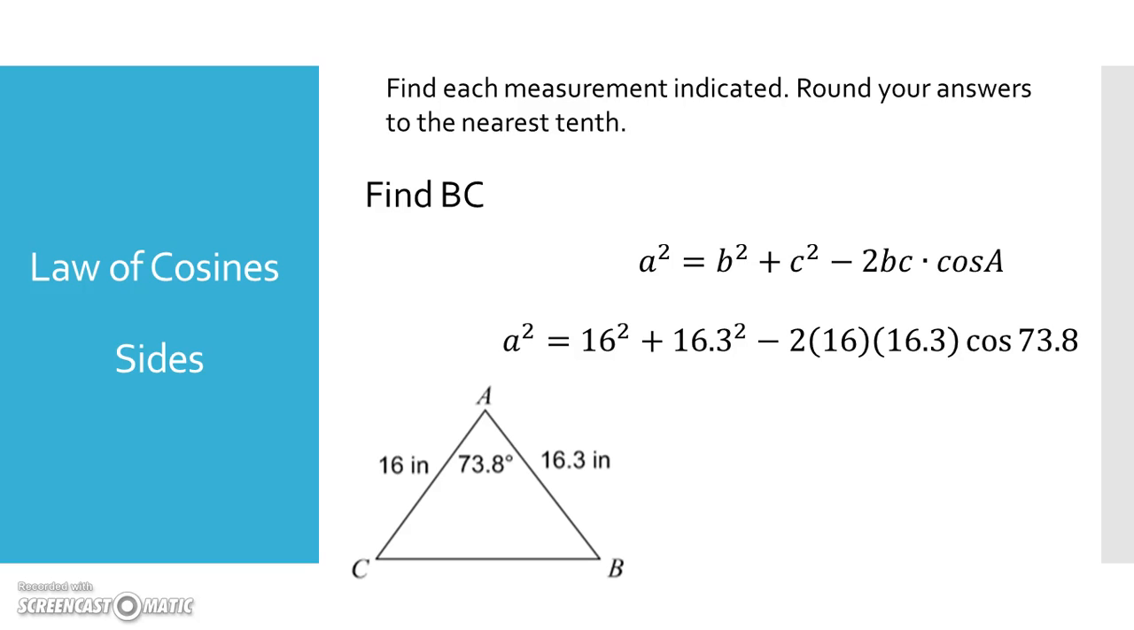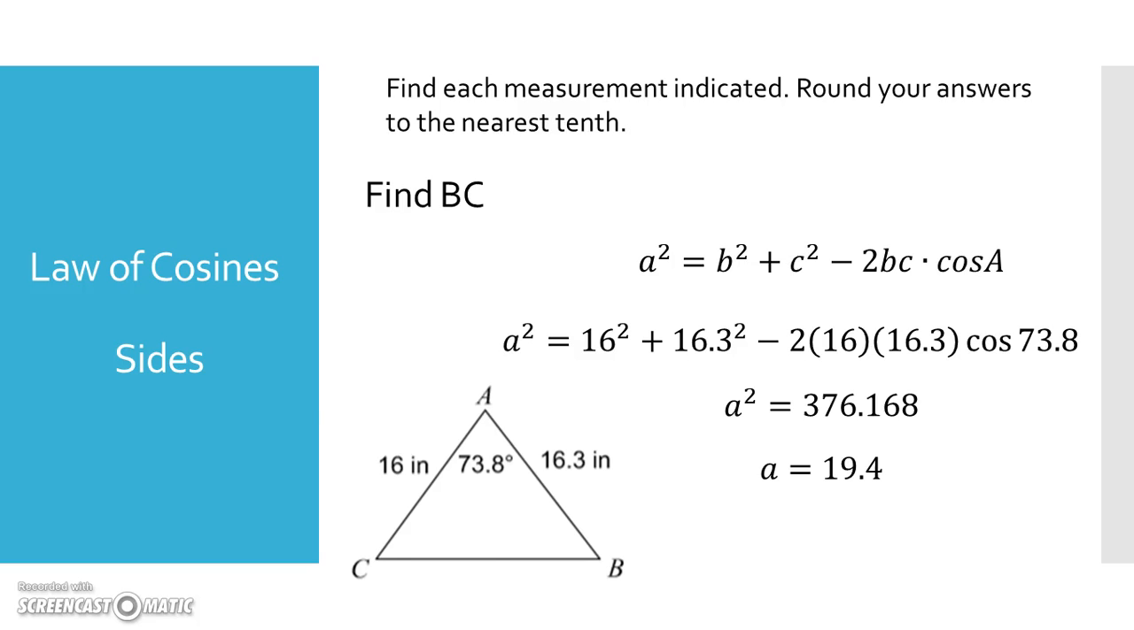Now everything on the right side of the equal sign is a number. So we're just going to combine like terms, combine everything on the right side of the equal sign. We'll just type that straight into our calculator. We get a squared equals 376.168. To get a by itself, we take the square root. So a is 19.4. Okay, that is law of cosines for sides.